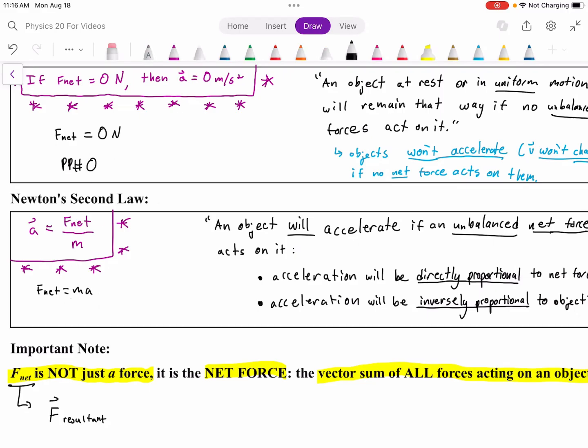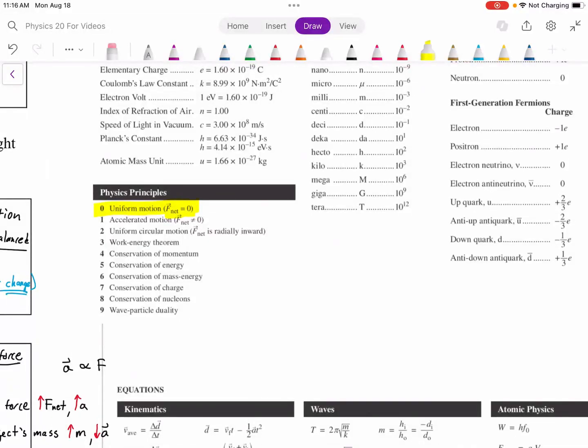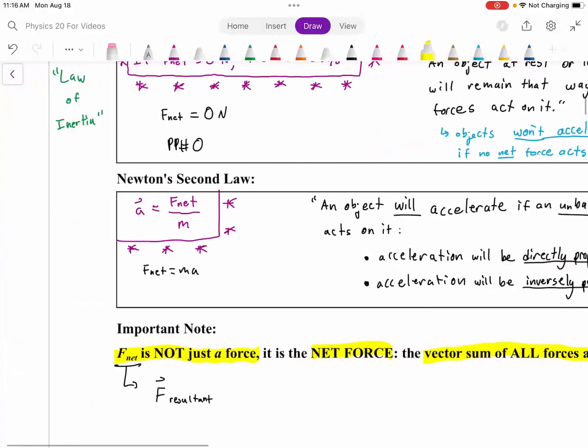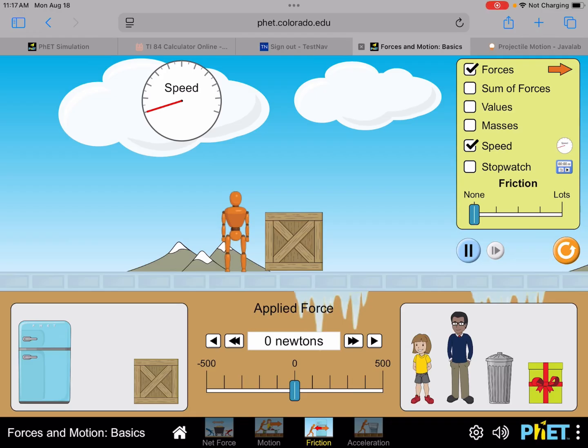F net equals ma. On your formula sheet, you can see this is numbered as physics principle number 1. It's accelerated motion, and that's what happens when the net force acting on an object is not zero. If the net force is not zero, the object will accelerate. Physics principle number 1. Okay, so let's explore Newton's second law a bit visually.